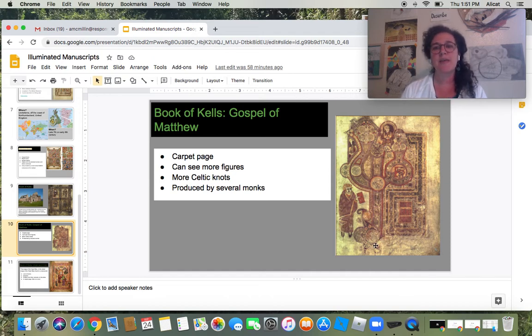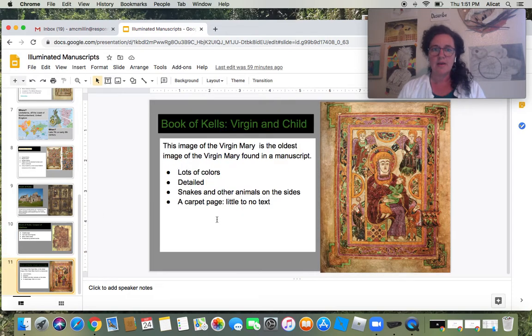And this one was produced by several monks. So they can tell by the difference in handwriting and the difference of tendency in figures that it was produced by several different people. So this is the first and the oldest image of the Virgin Mary found in a manuscript. Okay, so anytime you see a figure with a young child, and if it's a woman, it's usually going to be Virgin and Child.